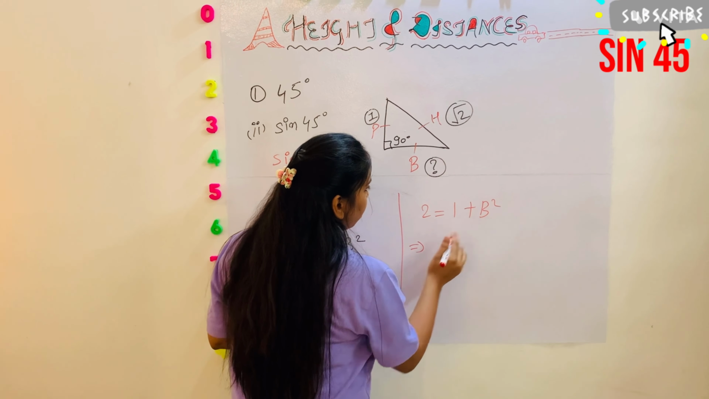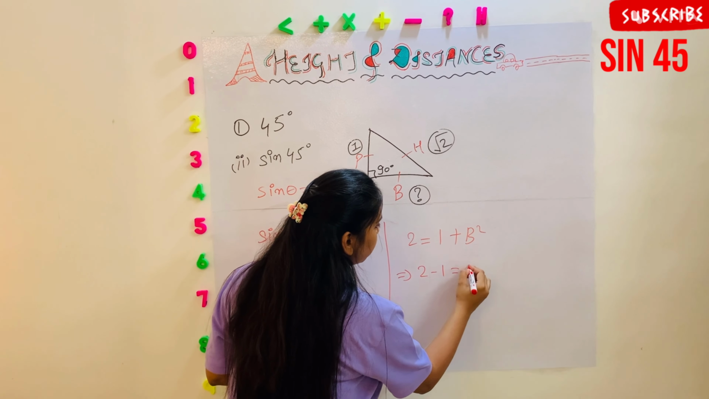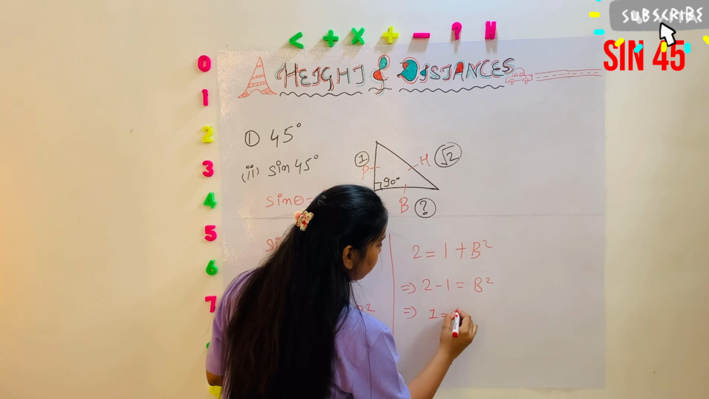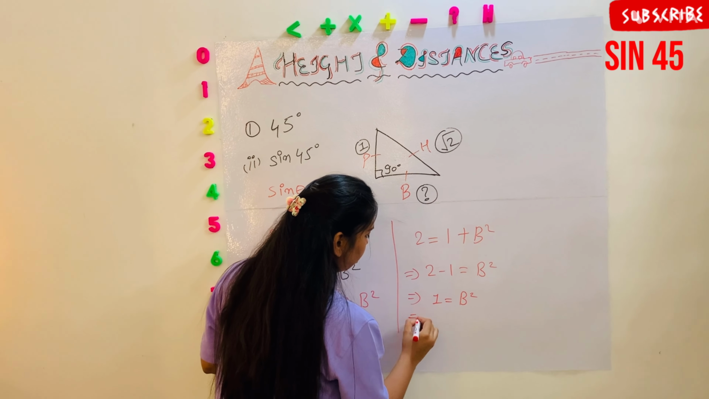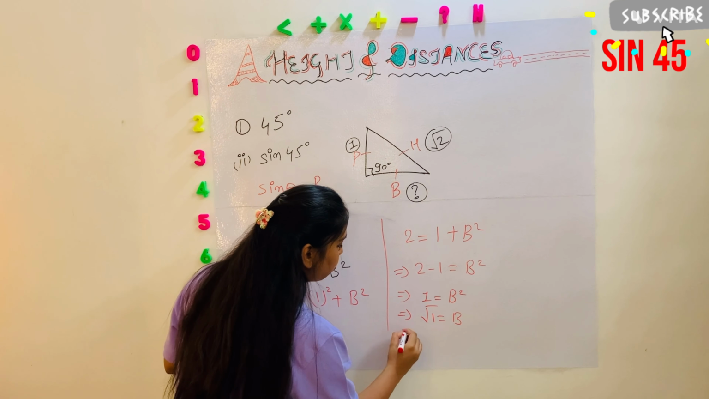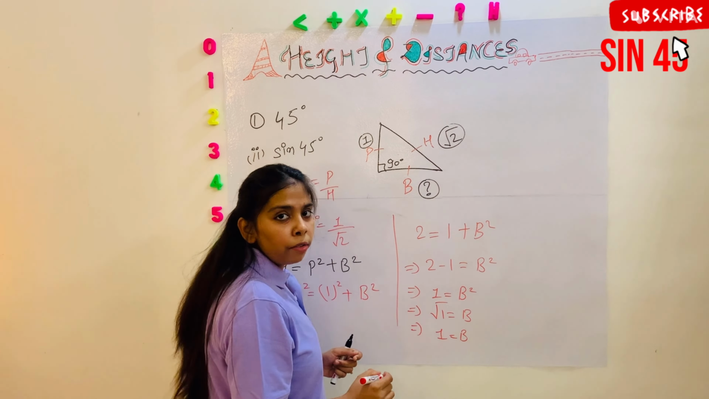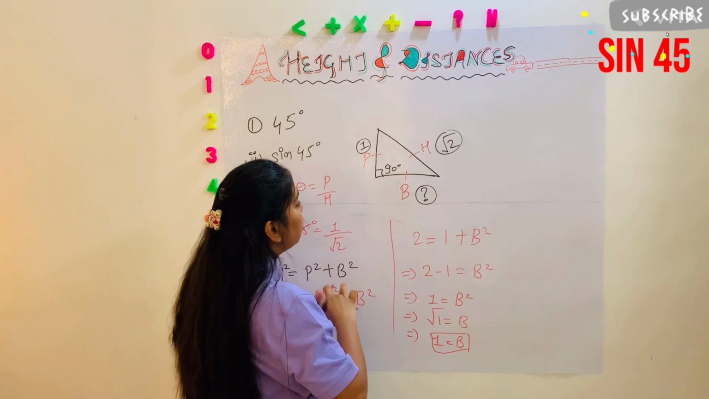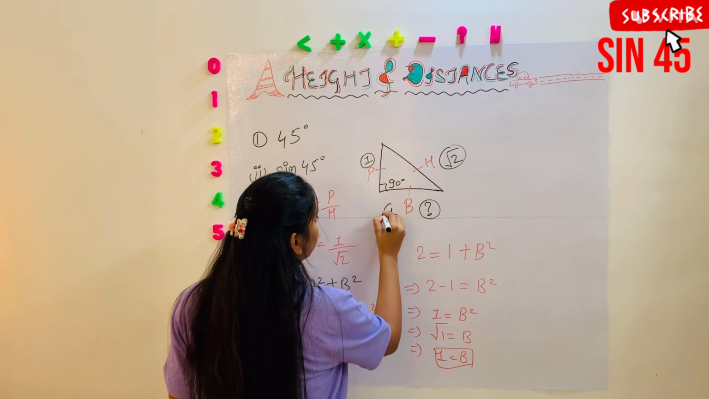So the base square is equals to 2 minus 1, which is equals to 1, is equals to base square. And this is under root 1 is equals to base. And under root 1 is equals to 1. So the value of base is equals to 1. Okay. Here the value of base is equals to 1.